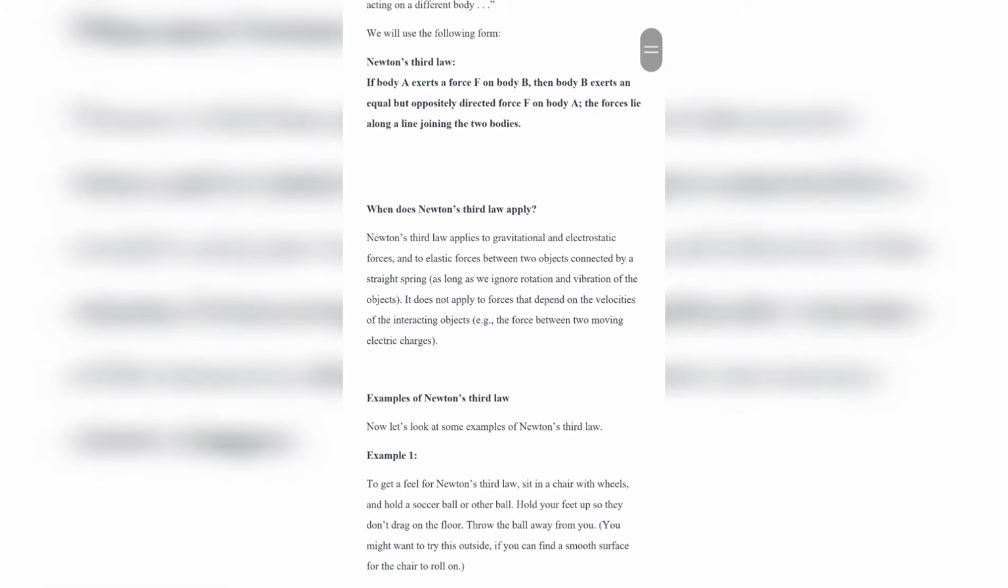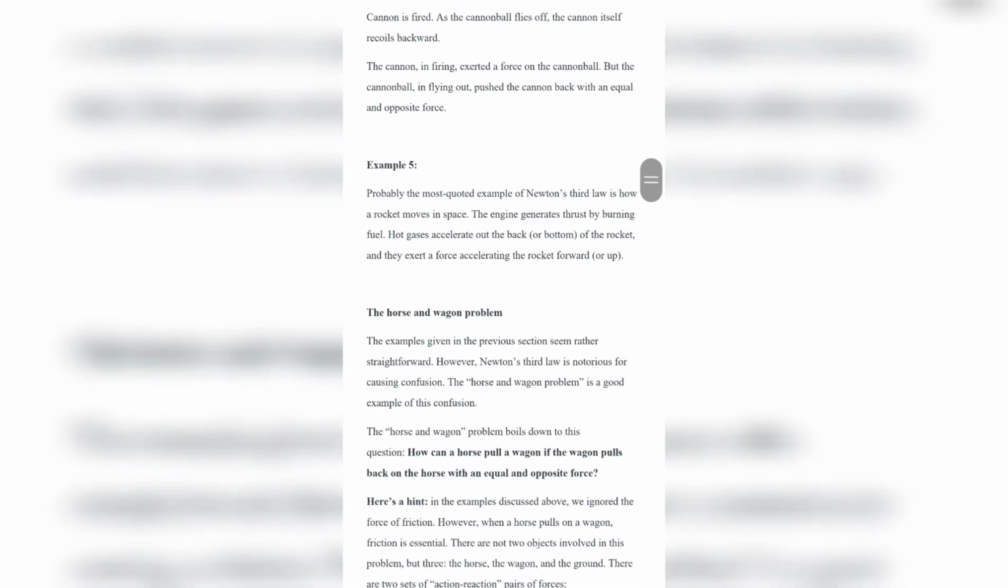When does Newton's third law apply? Newton's third law applies to gravitational and electrostatic forces and to elastic forces between two objects connected by a straight spring. It does not apply to forces that depend on velocities of the interacting objects. Here are some examples of Newton's third law of motion.